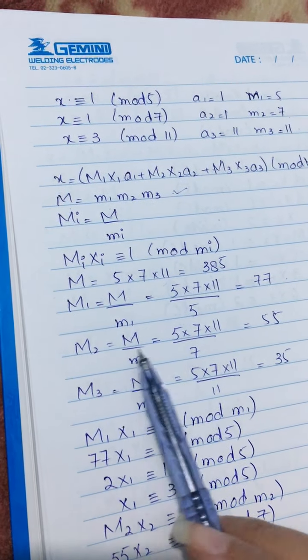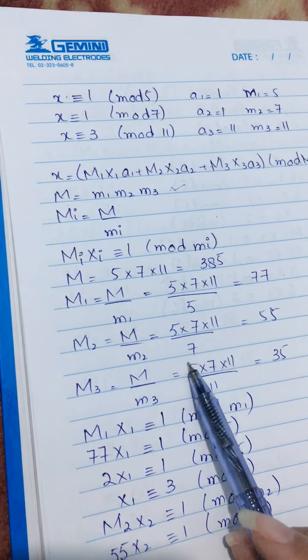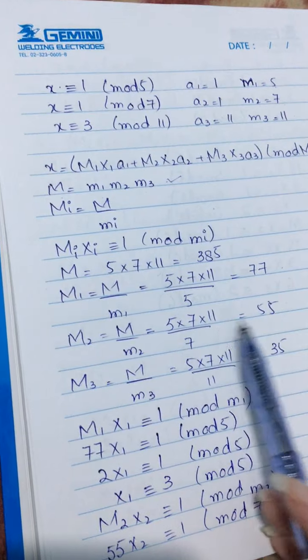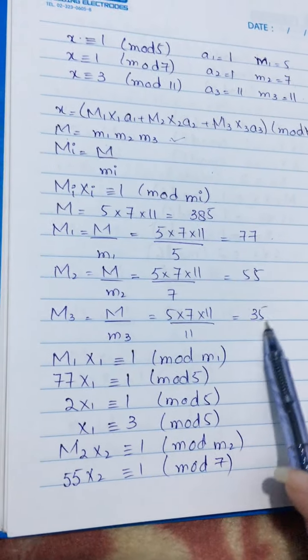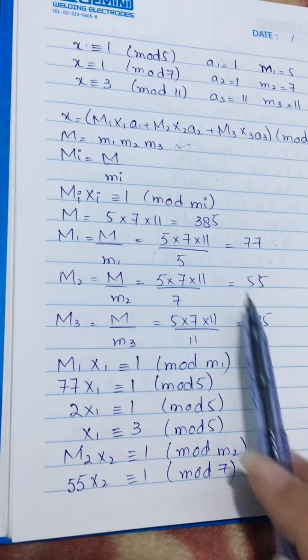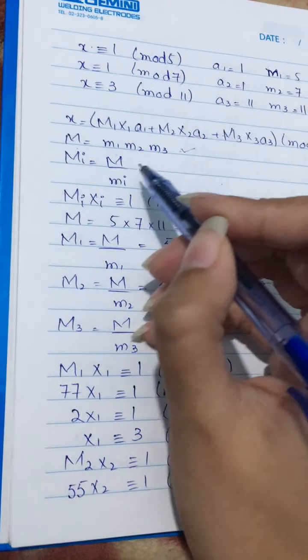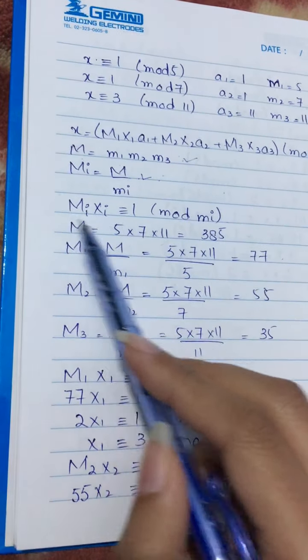Now further, M2 is M over m2, that is 5 into 7 into 11 over 7. The 7 cancels out, so the result is 55. Like this I have the value of M3. So these are the values of M1, M2, and M3. I found the value of these three terms. Now find the value of the next term.